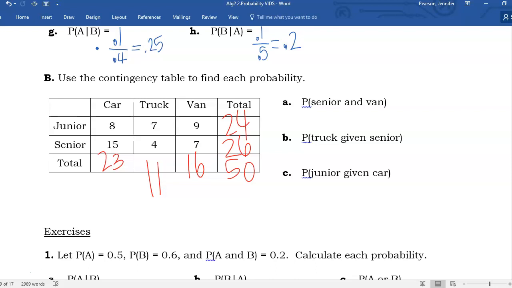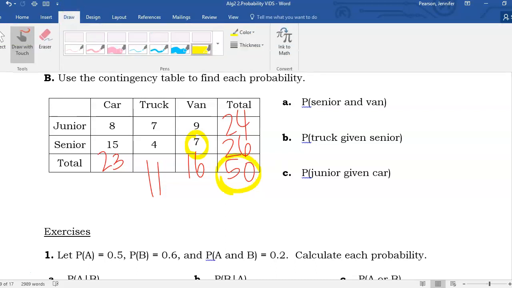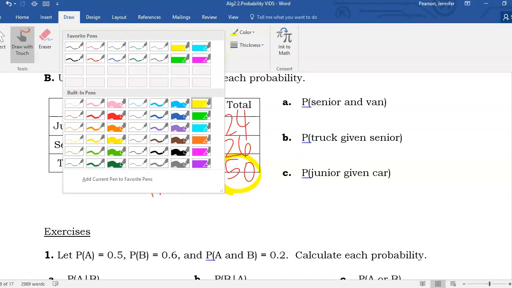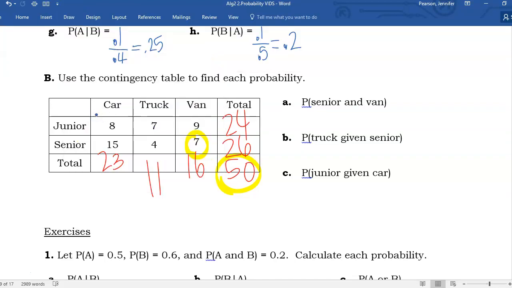Letter A, what is the probability that the student is a senior and drives a van? Senior and drives a van. So we're looking at seniors that drive vans. That looks like 7 out of the total, which is 50. So out of all of the students, 7 are seniors that drive vans.